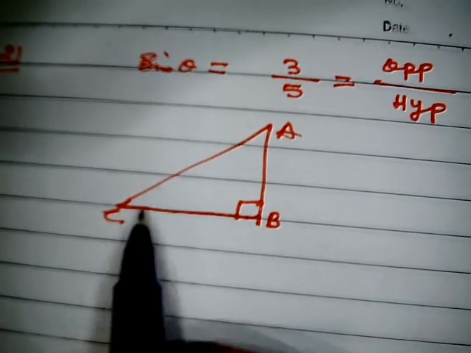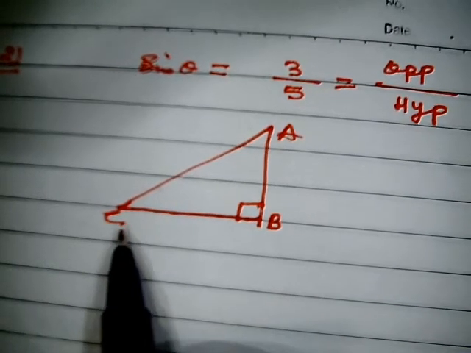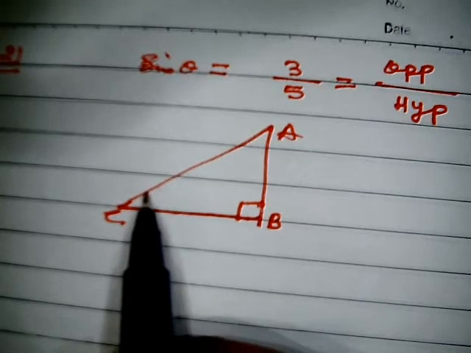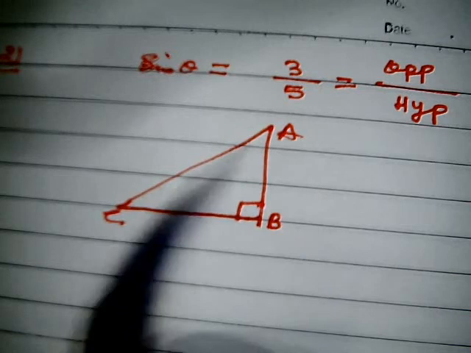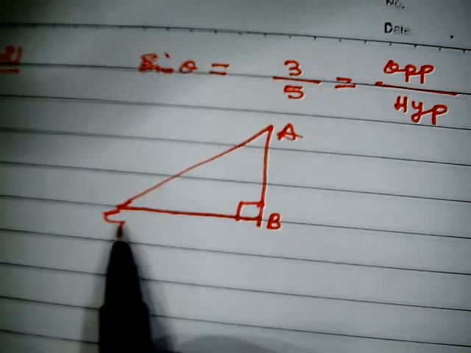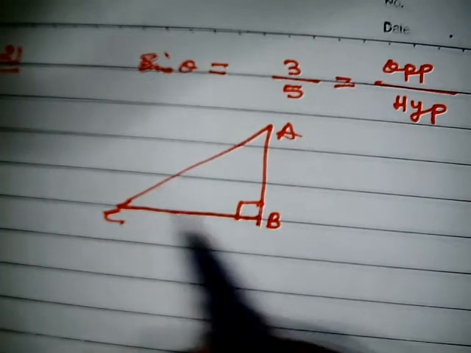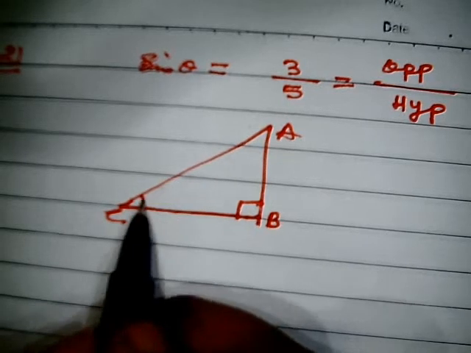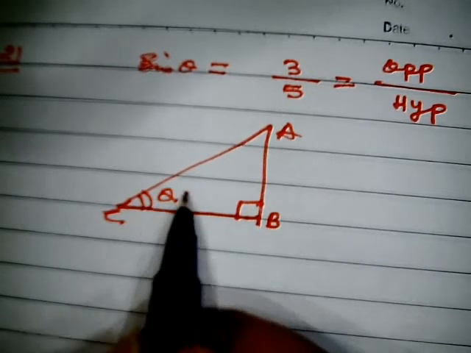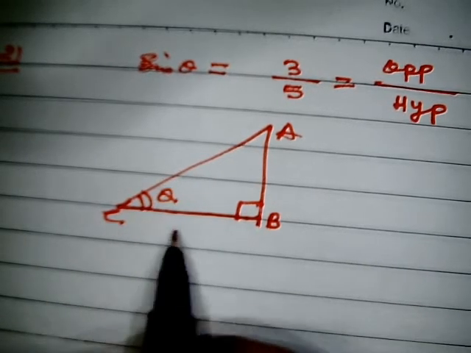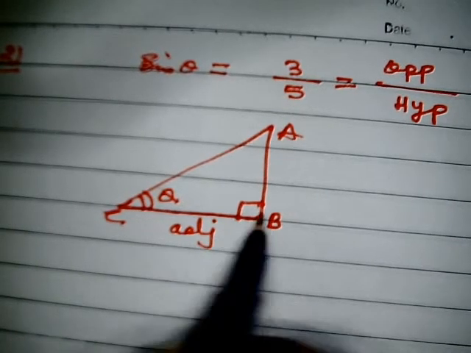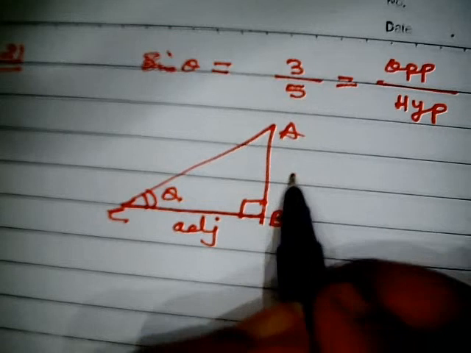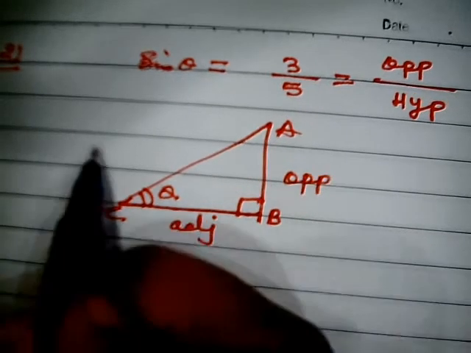If it is not given which angle, you can consider theta at any one of the angles, this A or C, but if it is not specified, we always consider this one as theta. So this is going to be your adjacent side, the side which is attached to theta. This is going to be your opposite and this is going to be your hypotenuse.